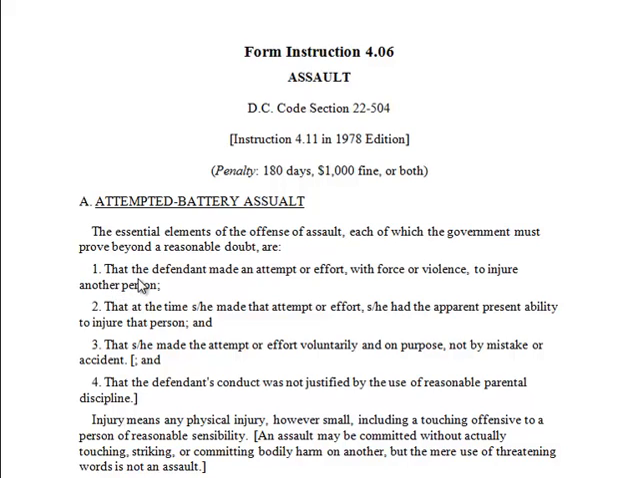So they would have to prove that the defendant made an attempt or effort with force or violence to injure another person, that at the time she made the attempt or effort she had the present apparent ability to injure that person, the attempt was made voluntarily and on purpose, not by mistake, and the defendant's conduct was not justified by reasonable parental discipline. So if those 4 elements were proven, then the person would be convicted of assault. And when I say proven, I mean beyond a reasonable doubt. So hopefully that explains to you just what the instruction is and how that instruction applies in your case.